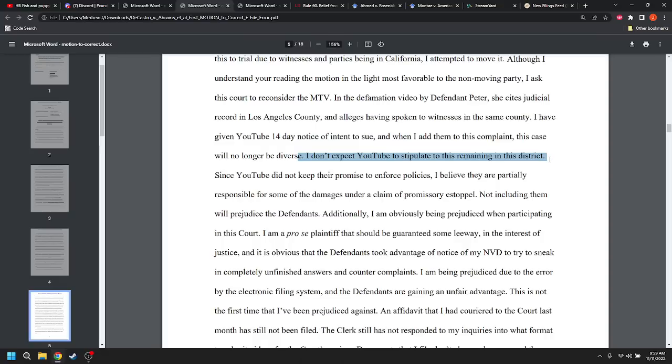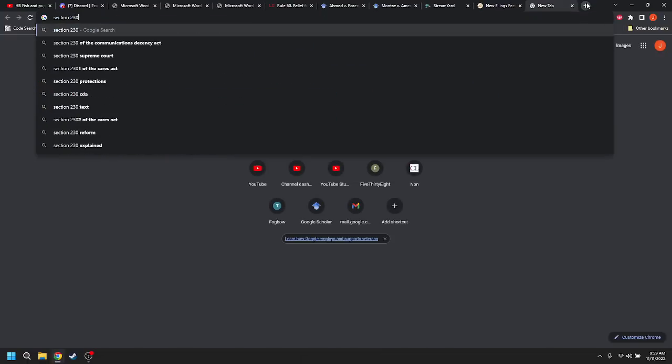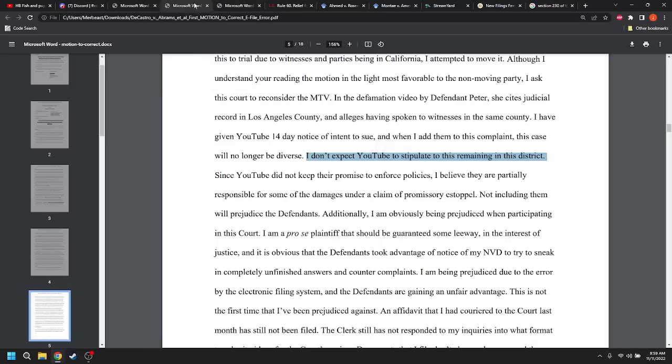But I'm sure YouTube will be very competent in filing a 12(b)(6) based on Section 230, whatever it was, the Online Publication Act. I forget what it's called, but Section 230, I think, of the Communications Decency Act. So they'll file a 12(b)(6) based on Section 230 of the Communications Decency Act, and they'll be kicked out of Massachusetts District Court or any district court that you choose to file it in faster than you can turn your head and spit.